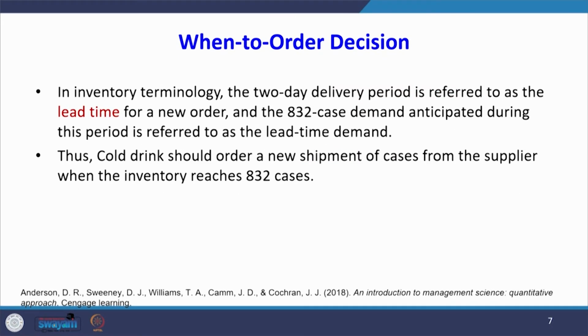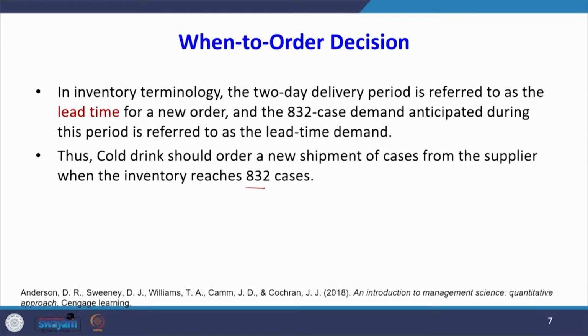So, in inventory terminology, the 2-day delivery period is referred to as the lead time for a new order, and the 832-case demand anticipated during this period, that means during the lead time, is referred to as the lead time demand. Thus, the cold drink company should order a new shipment of cases from the supplier when the inventory reaches 832 cases. So, this 832 is nothing but your reorder point.